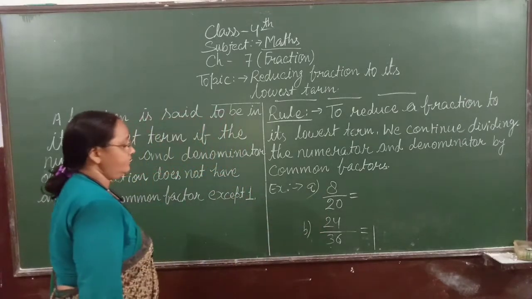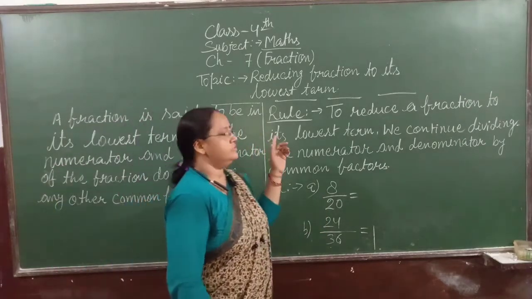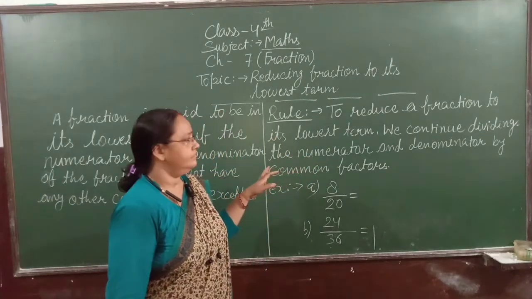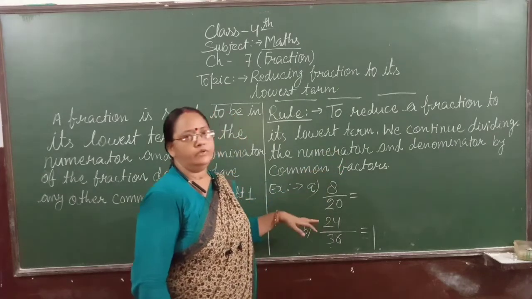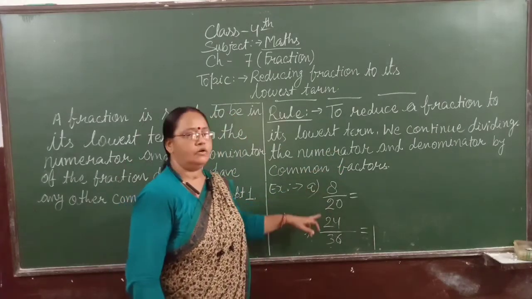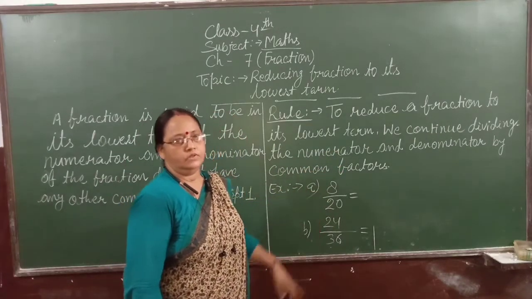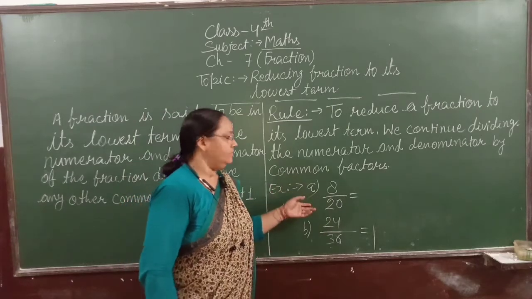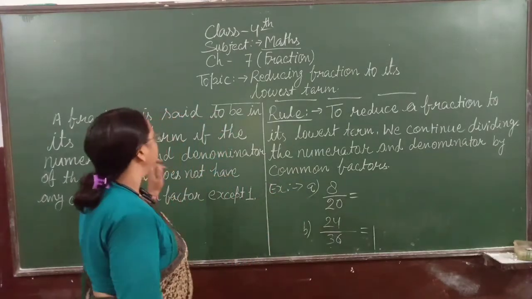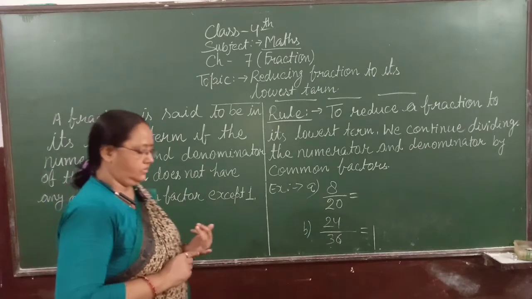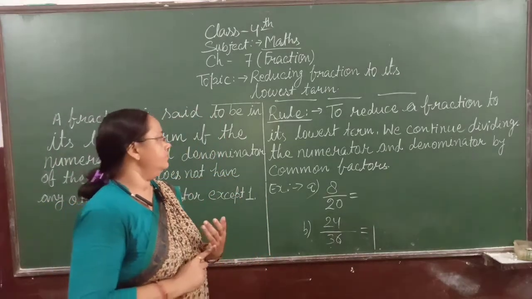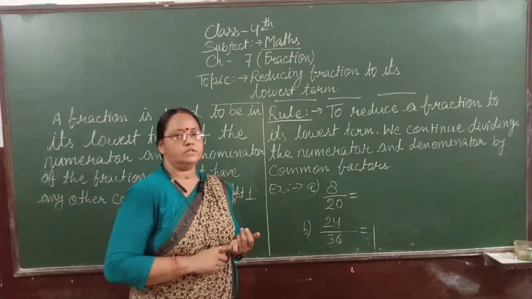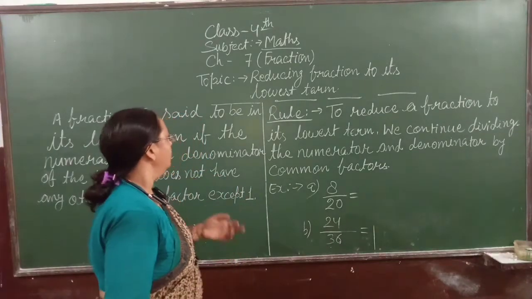Rule to reduce the fraction into the lowest term. To reduce the fraction to its lowest term, we continue dividing it by the common factor. It should be quite clear to you, at first, what the lowest term is and how to reduce a fraction into the lowest term.